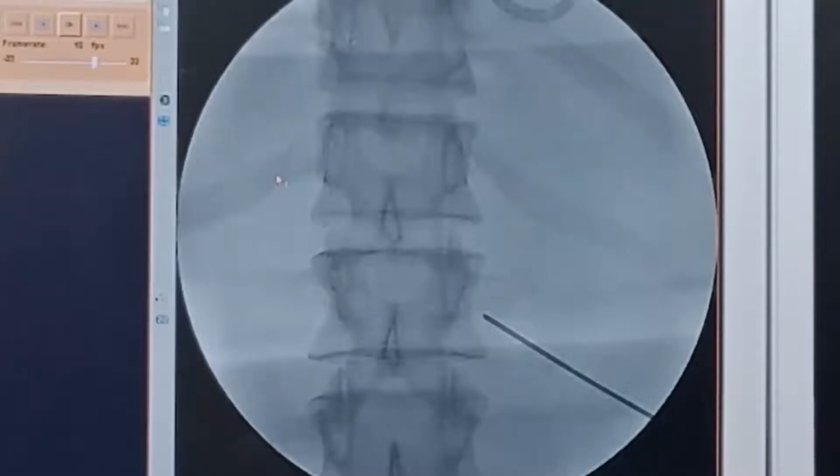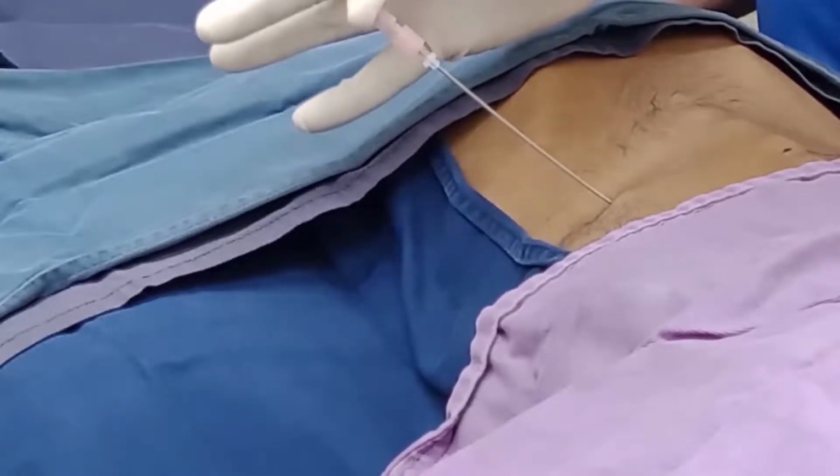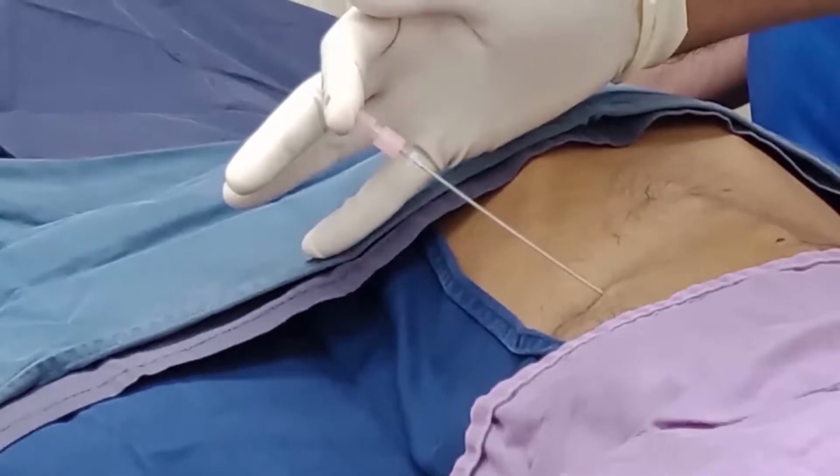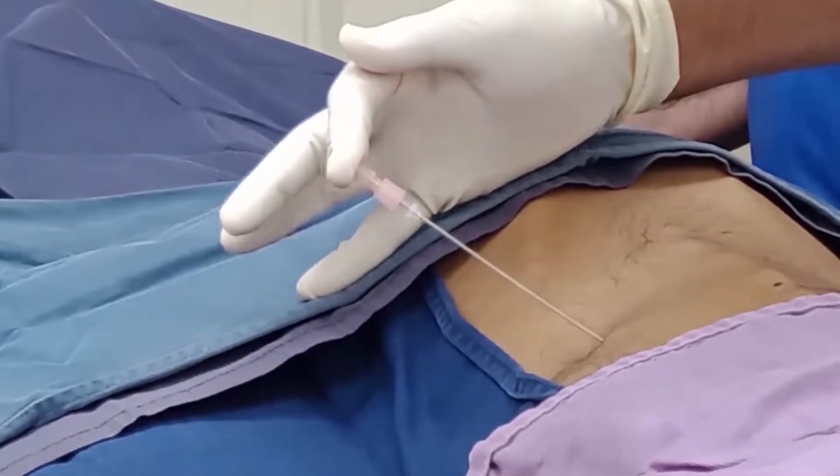The needle is advanced and is kept below the transverse process of L1 vertebra, aiming to hit the lateral side of the L1 vertebra. The Chiba needle is advanced up to the lateral part of the L1 vertebra, and now one can feel that it is hitting onto the bone.